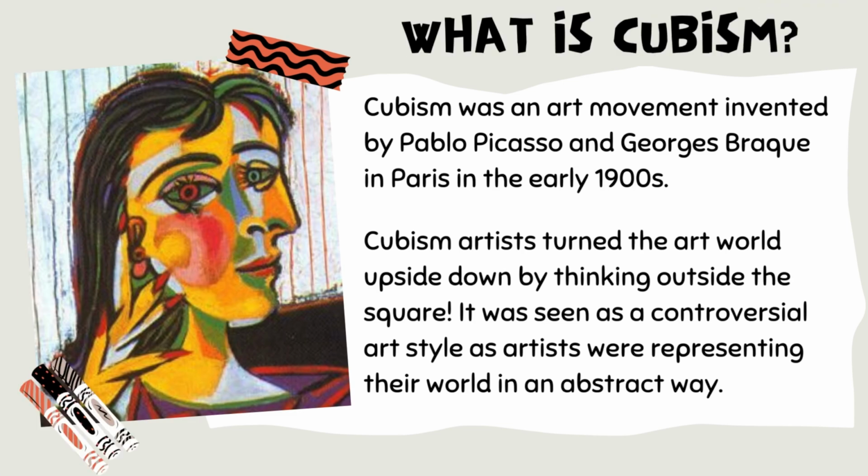So what is Cubism? Cubism was an art movement invented by Pablo Picasso and Georges Braque in Paris in the early 1900s. Cubism artists turned the art world upside down by thinking outside the square. It was seen as a controversial art style as artists were representing their world in an abstract way.